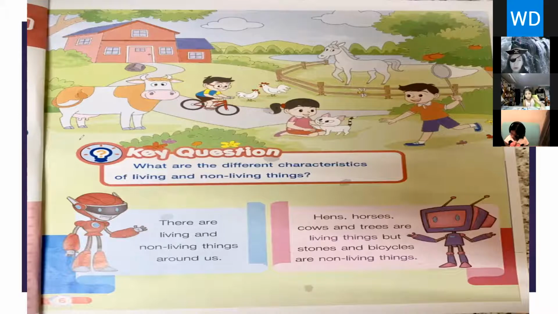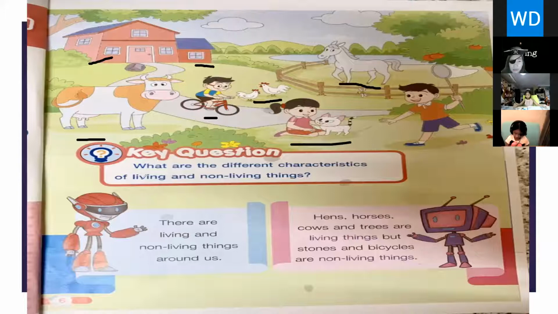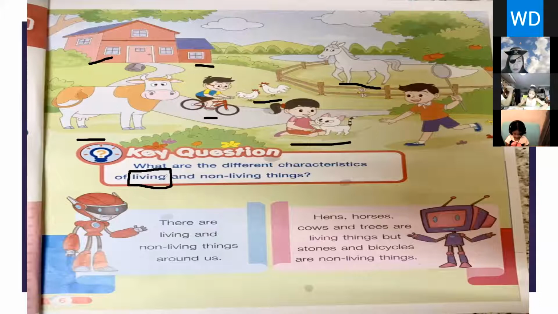Okay, who can give me an example? Look at my drawings. I have here a lot of pictures. Can you give me an example of living things? Okay, we'll start with living things. Living things have a life. Nong Ern, give me one. Living things.